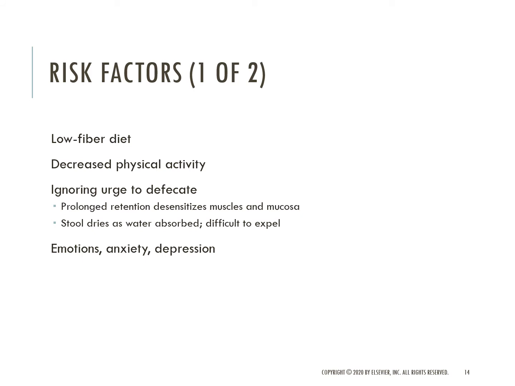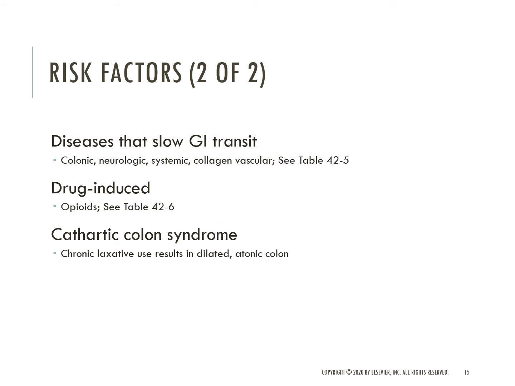Risk factors for constipation include low fiber diet, immobility, ignoring the urge to defecate, and even sometimes constipation can accompany anxiety and depression. Other risk factors, diseases that slow GI transit, certain neurological conditions. We know drugs such as opioids are notorious for causing constipation. So just keep that in mind. If a patient's on an opioid, probably a good idea to have them on a stool softener as well.